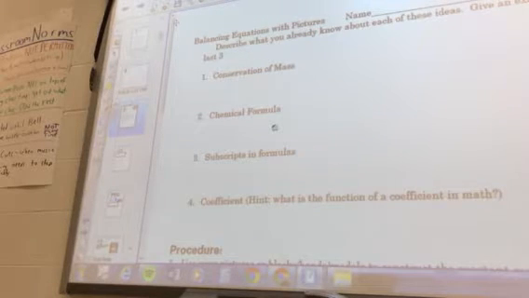Quick little video just introducing balancing of equations. The one side has some guided notes. Describe what you already know about each of these.